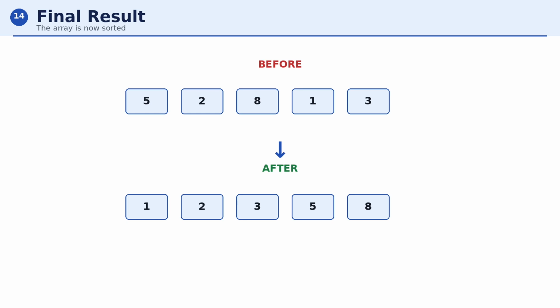We started with 5, 2, 8, 1, 3, and bubble sort gradually moved the larger element towards the end. The important thing is not just memorizing the final result. You should understand the process. Compare adjacent elements. If they are in the wrong order, swap them. Continue moving through the array. After one complete pass, the largest remaining element reaches the end. Then repeat the process for the remaining unsorted portion.